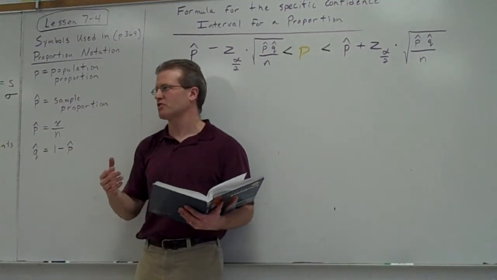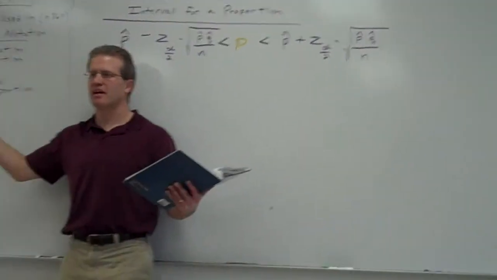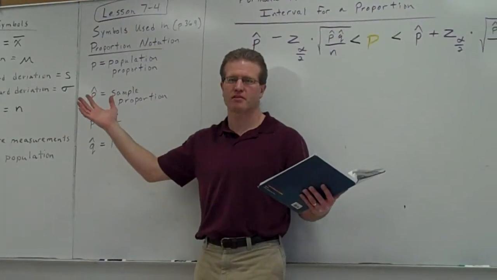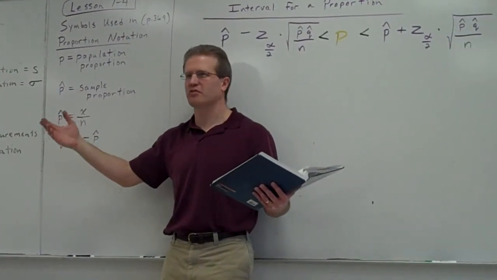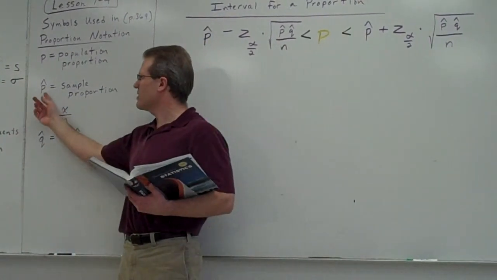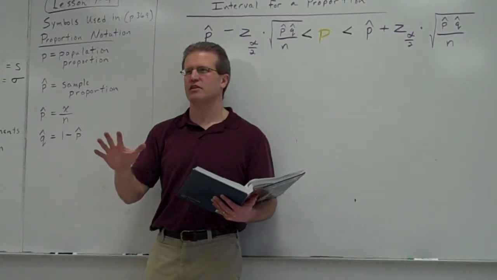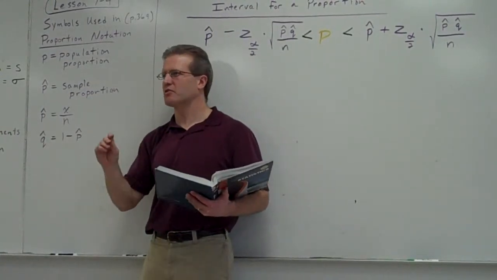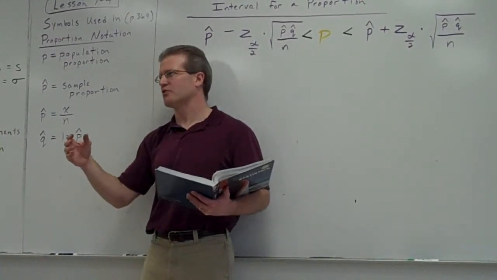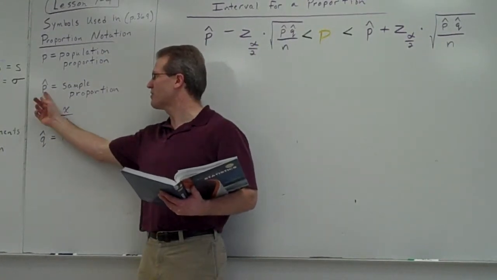So it might be the proportion of all U.S. teens that use alcohol. Okay? So it's going to be a percent. It might be 50%, or it could be a fraction like 3/4. Okay? P hat's going to be your sample proportion. So maybe I go out and survey 50 teenagers, and I ask how many of them use alcohol, and I find out that 20 out of 50. So 2/5, 20 out of 50, 2/5 would be my P hat.